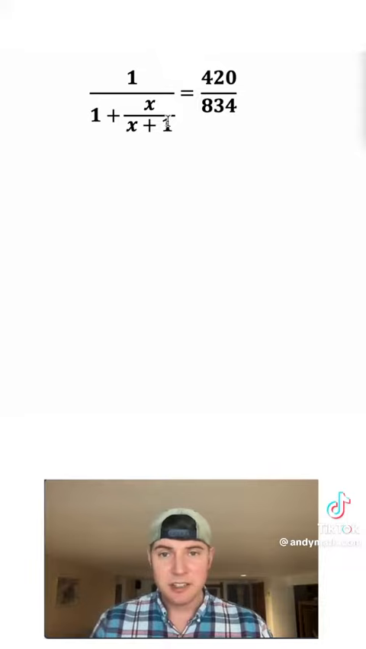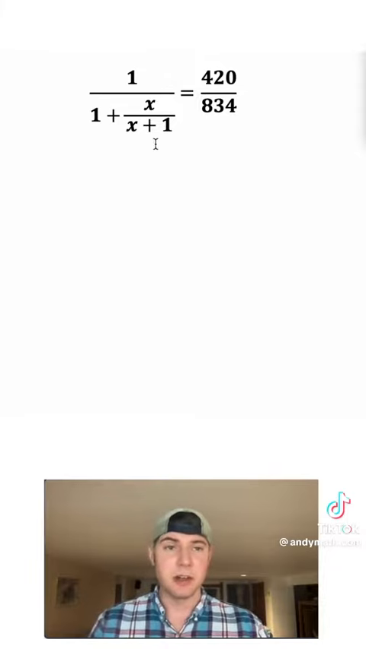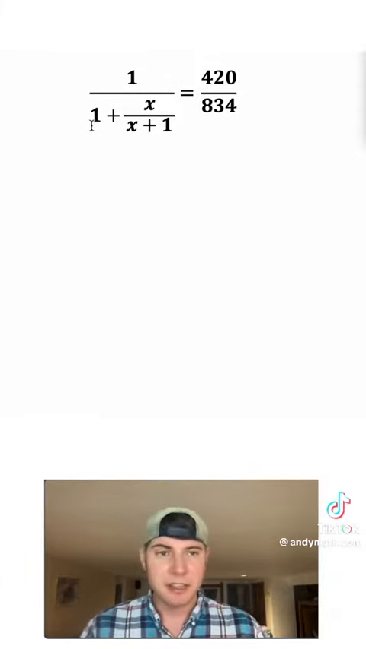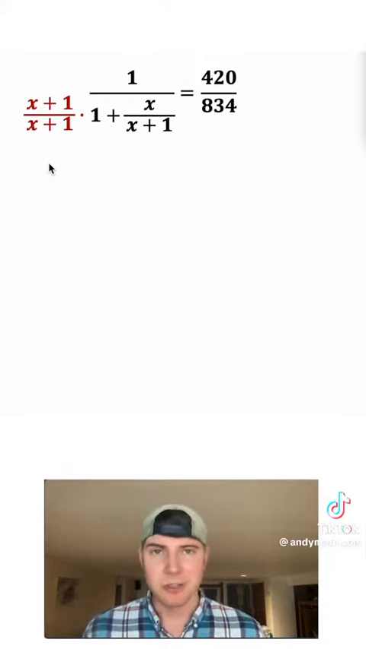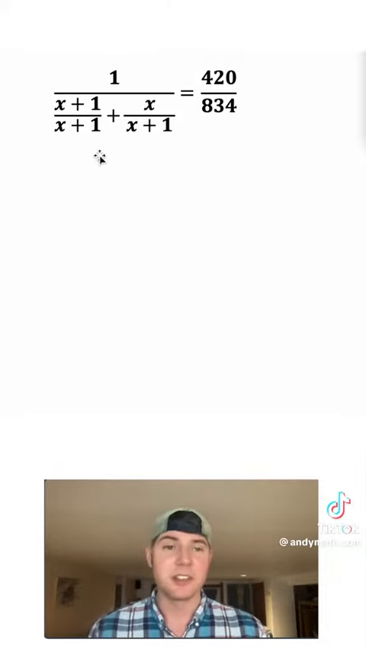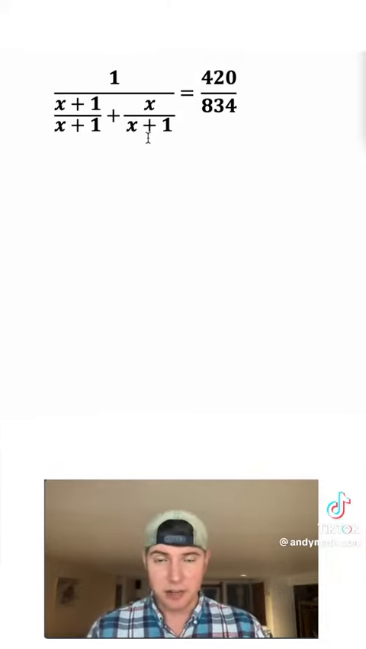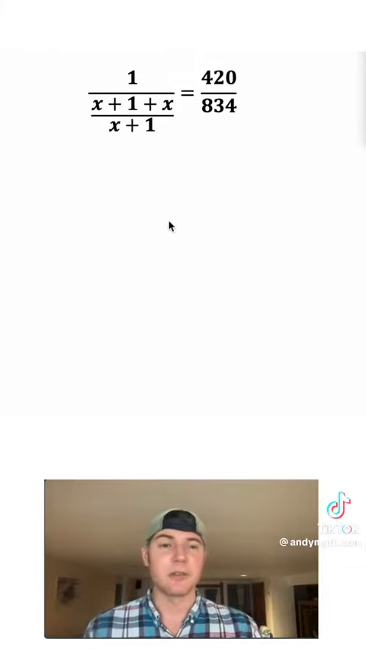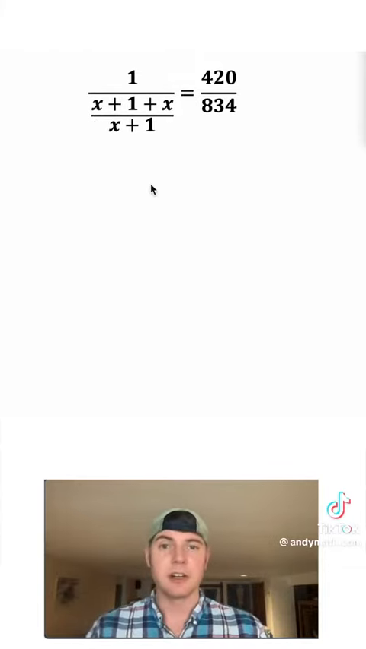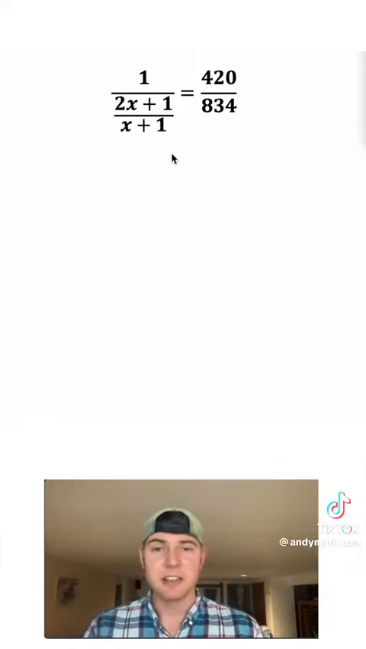Next, we want to add these together, and we need to give this a common denominator with this. So we're going to multiply this 1 by x plus 1 over x plus 1. Well, this times 1 is just this thing. And now that these two fractions have a common denominator, we can write them as a single fraction. So all we did was add the numerators. And last, x plus x is equal to 2x.